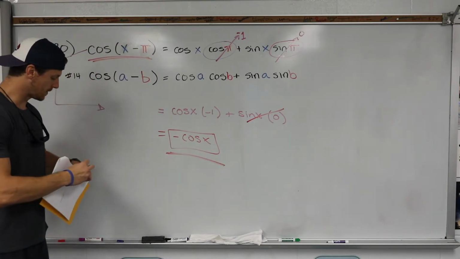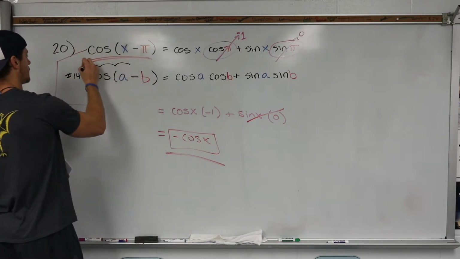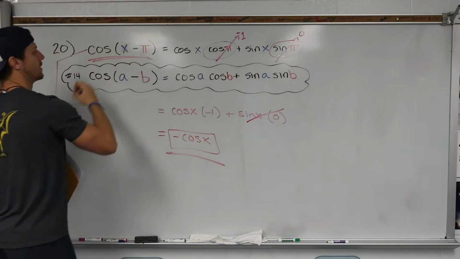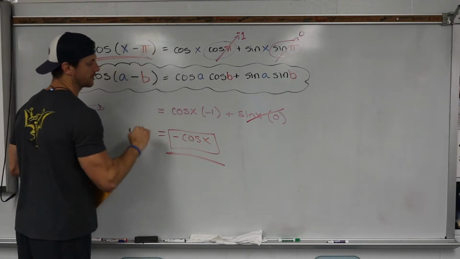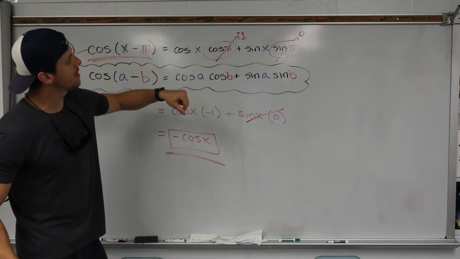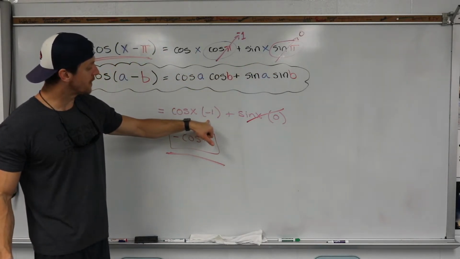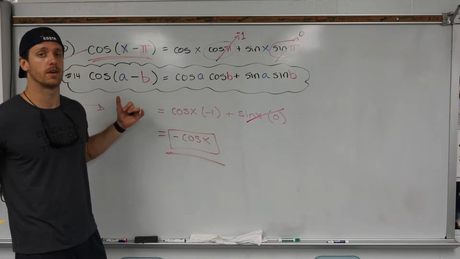Okay? This stuff here in the middle was just a little helpful guide, looking at our identity sheet. By using our identity sheet, we were able to find these. We expanded it out, evaluated what we could. Some stuff canceled, some stuff was evaluated, but we then just multiplied it to the cosine of x, and there we go, negative cosine of x.